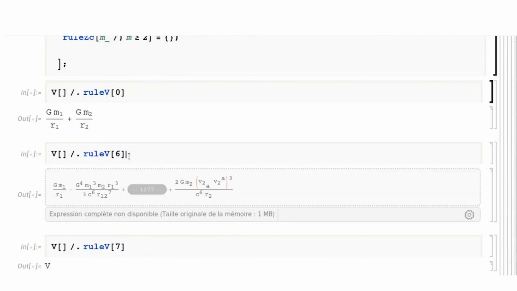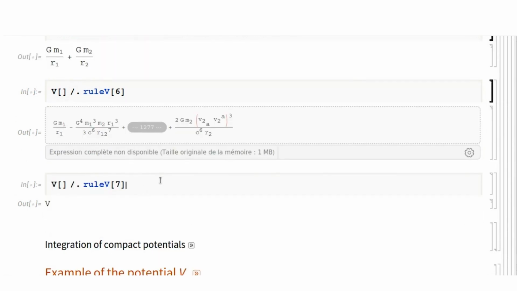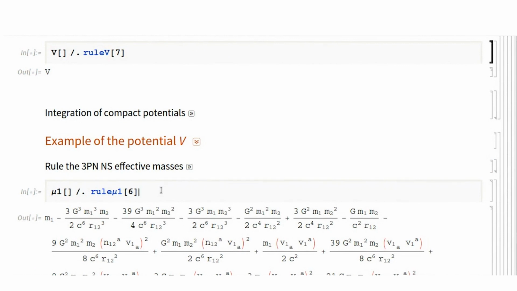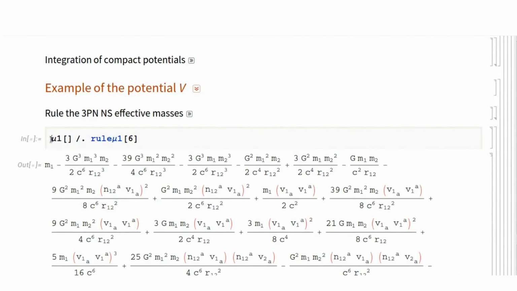If you replace it at 3PN order, you will find, when the evaluation arrives there, something much longer. And finally, if I replace by an order which is too high, which is not known yet, you find nothing special, to avoid mistakes. Okay, so now I just want to show you the mass here can be replaced by its value, which is computed here in this cell from the potential.